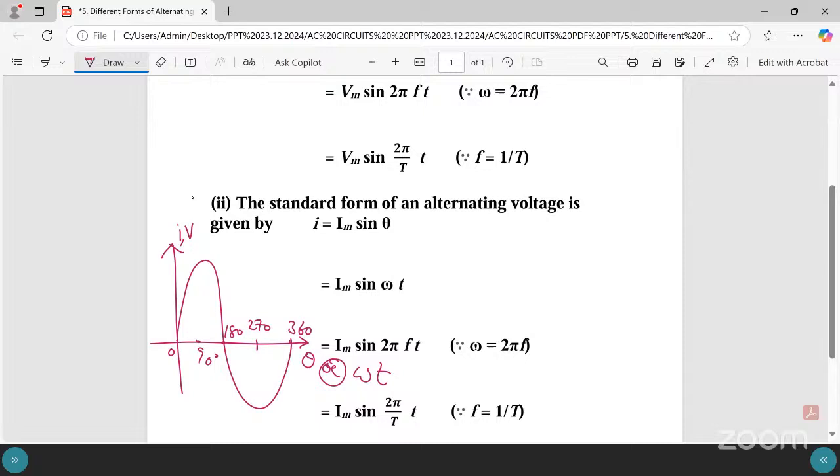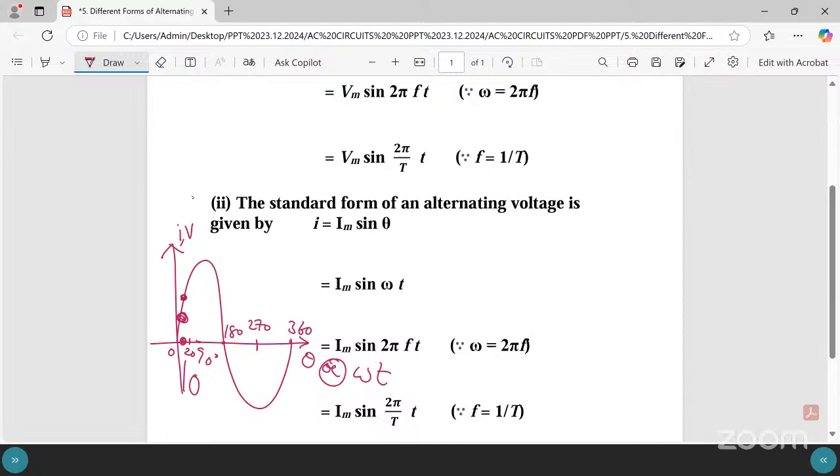Clear, all of you? What is the x-axis? Theta or omega t. What is the y-axis? Voltage and current. Finally, we start at 0 degrees. What is instantaneous value? For 10 degrees, we got some value here. This is called instantaneous value. This is at 20 degrees. What is the voltage generated at 20 degrees? This is called instantaneous value.